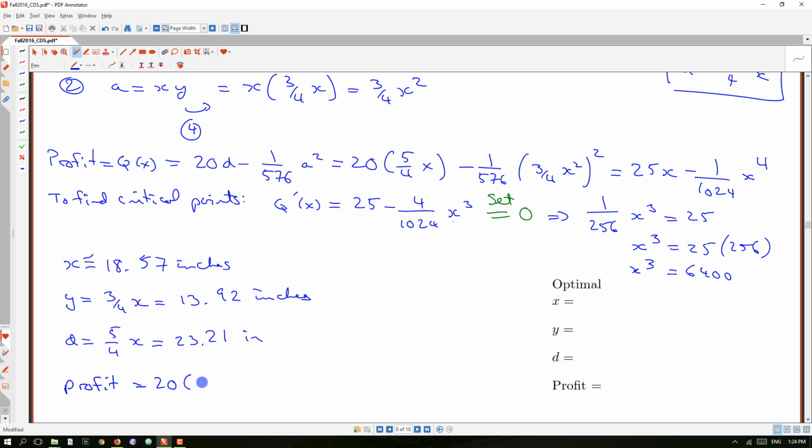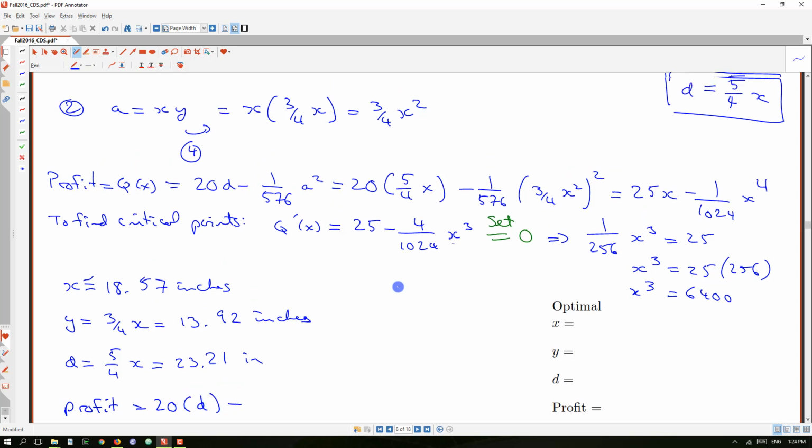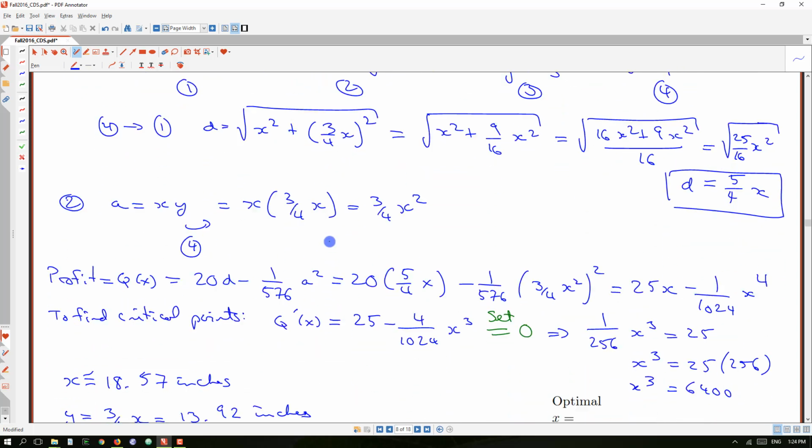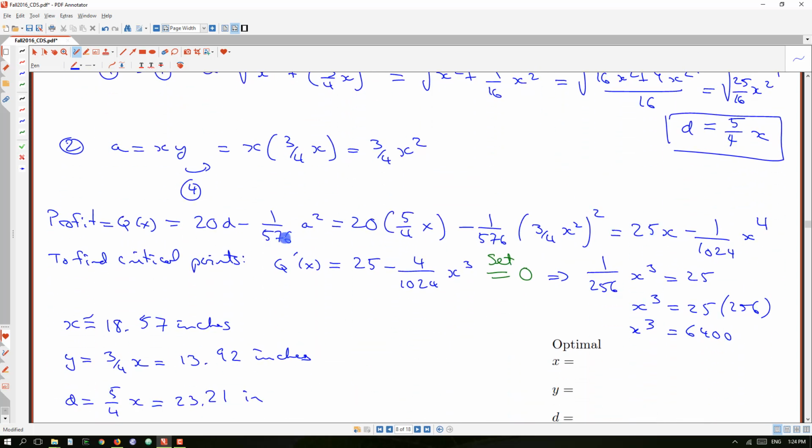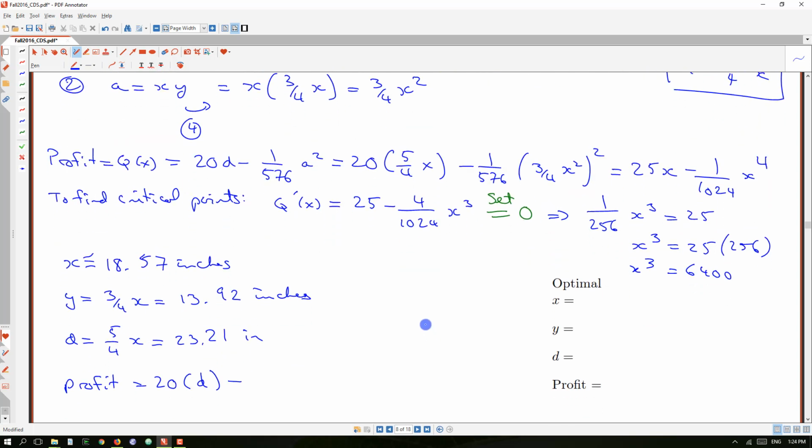And last but not least, the profit that we get is 20 times the diagonal minus, what else did we have? We had our function here. We could do it with x's or we could do it with the diagonals. Let's do it with the x's here because we have that value over x to the 4. And if we calculate that out, we get $348.12 approximately. So we just write those final values in our table, and we have completed the problem.